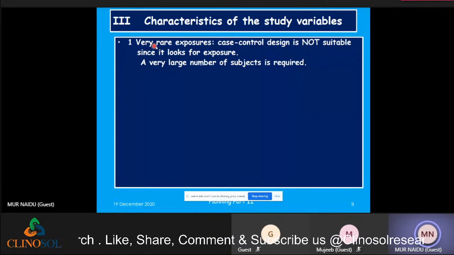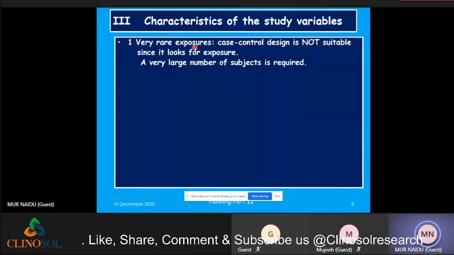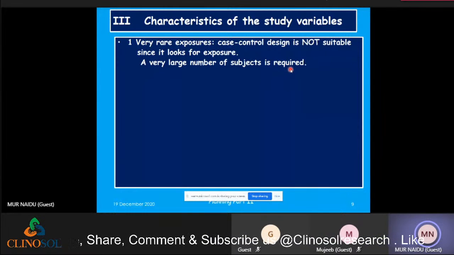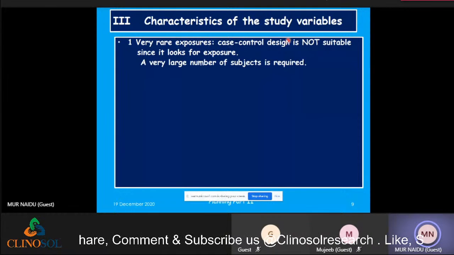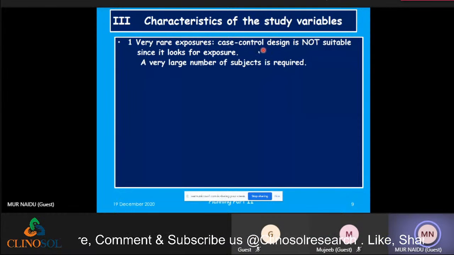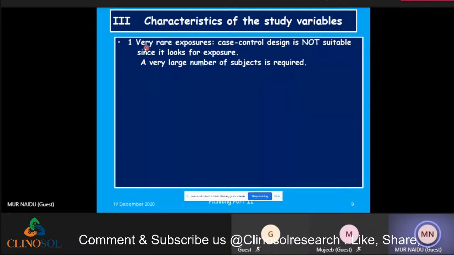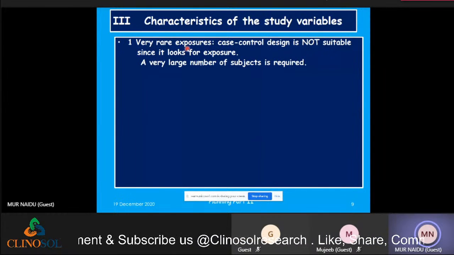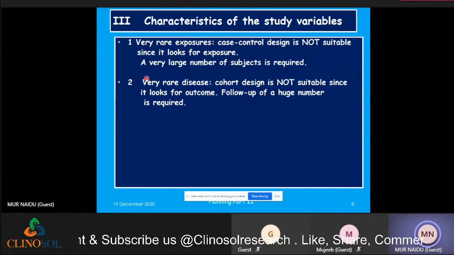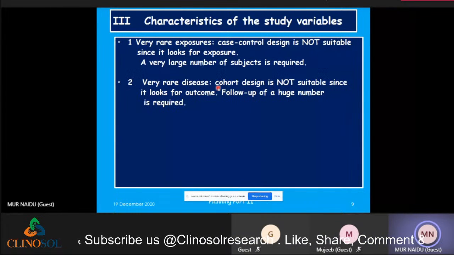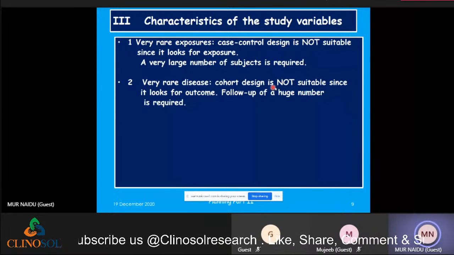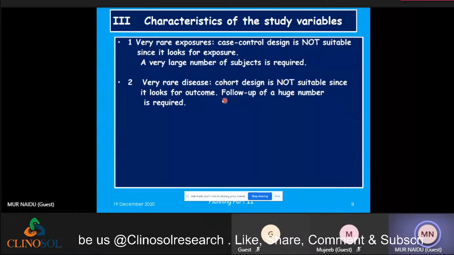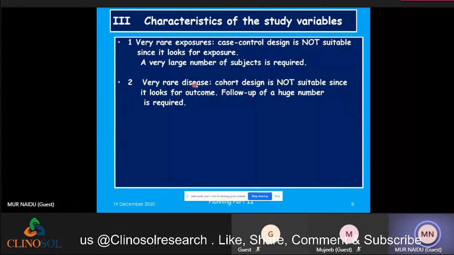Secondly, if you want to do rare disease exposure, you need a large number of patients. It is very difficult. It will take a very long time. So designing this type of case control study for a very rare exposure disease is not advisable. Then a very rare disease. Again here the cohort design is not suitable. You need a very large number of patients and we are not sure about the outcome.